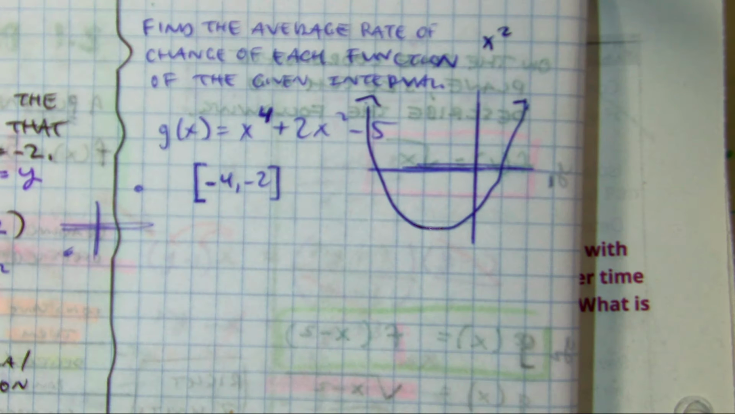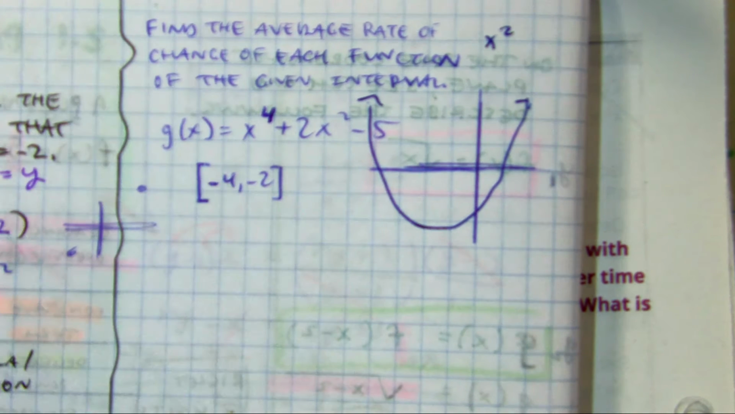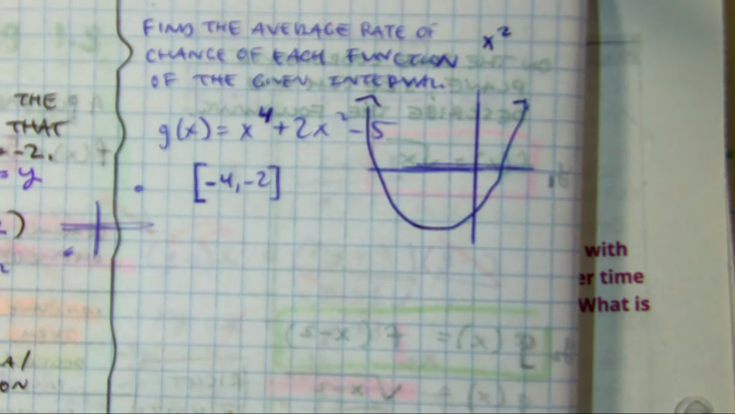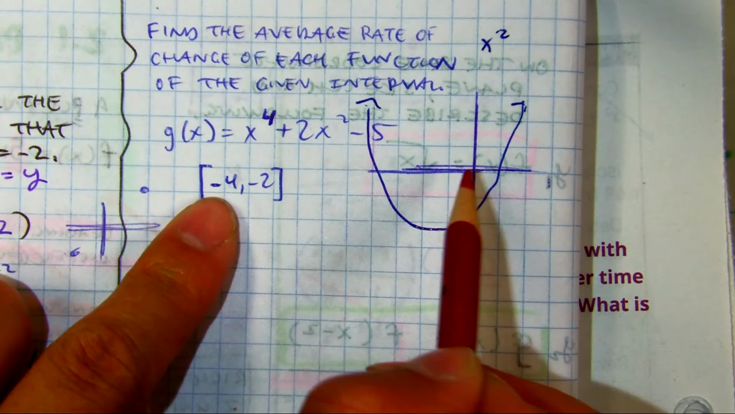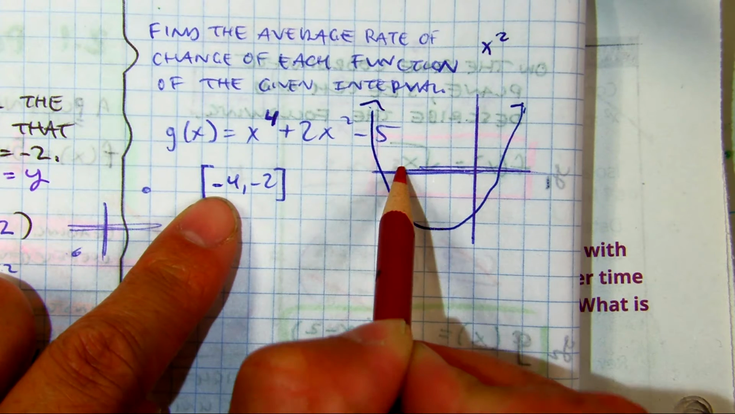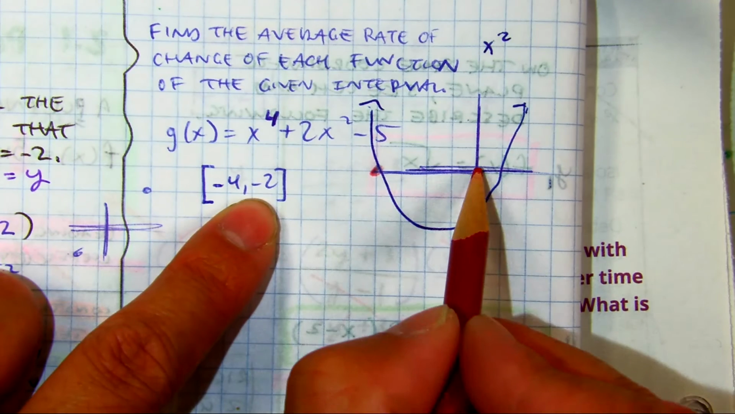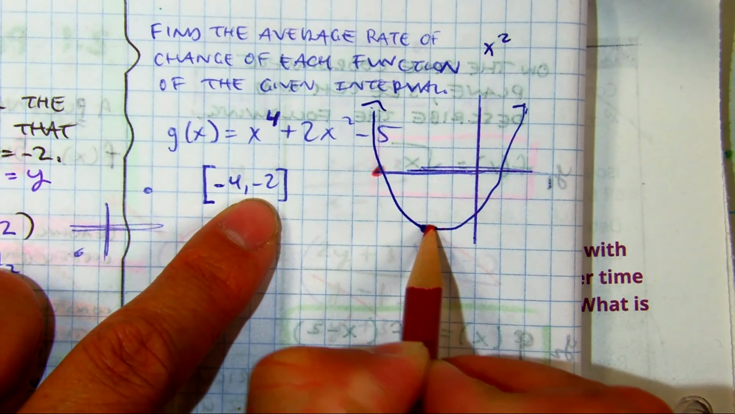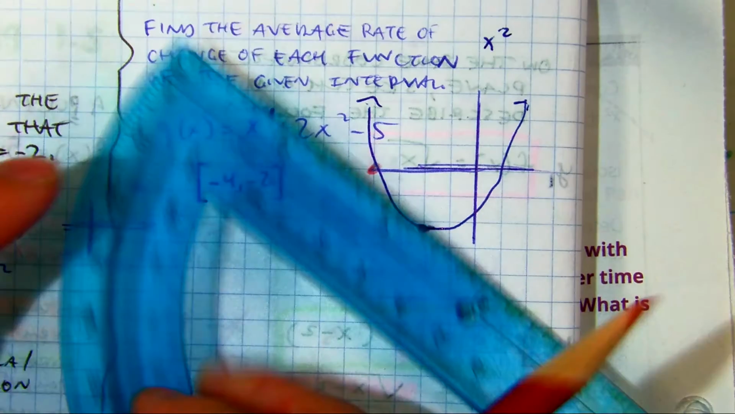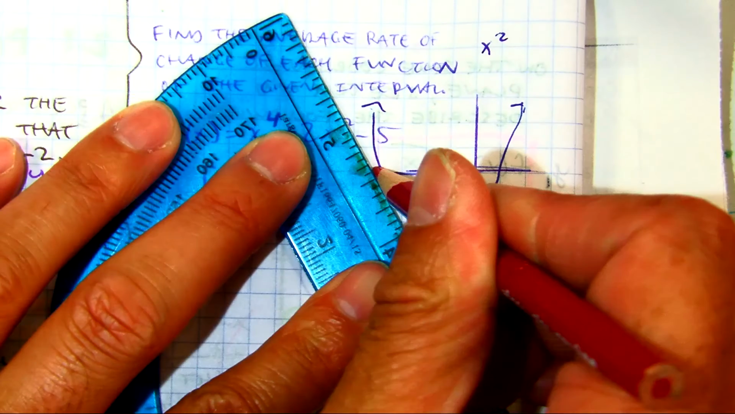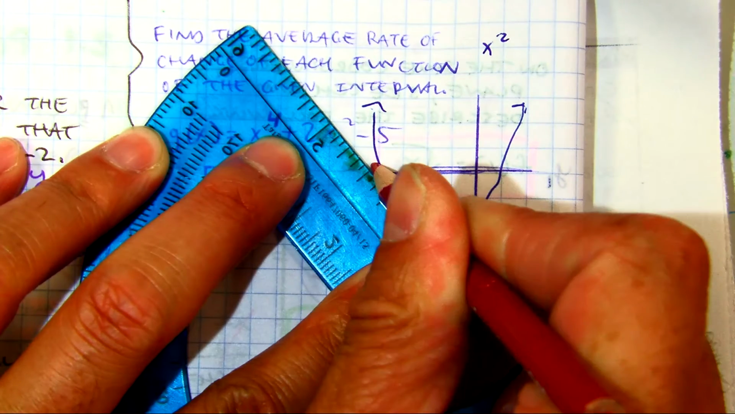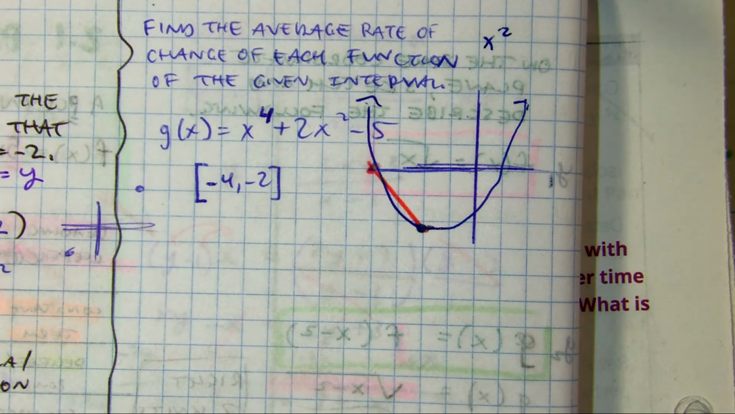But here's the point that I'm making. It does say it's an interval, so starting at -4, -1, -2, -3, -4, to -2, wherever it intersects the graph, essentially what we're doing here is we're figuring out the average rate of change from this point to that point. Okay? So that's essentially what we're doing.